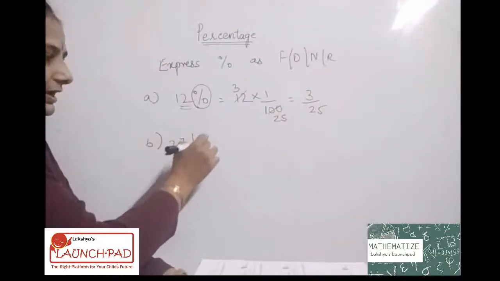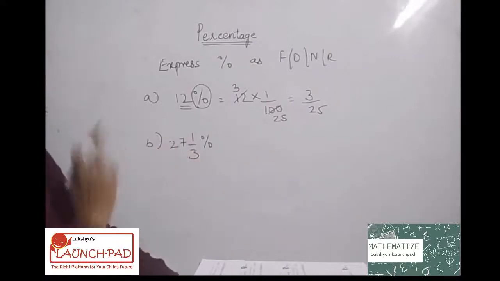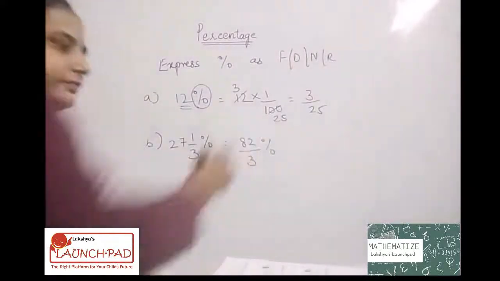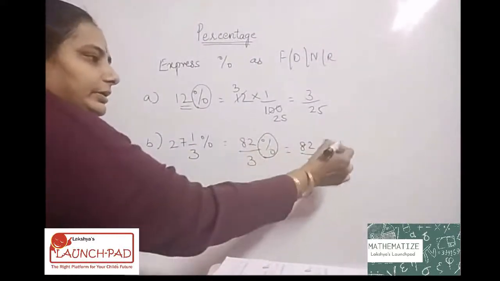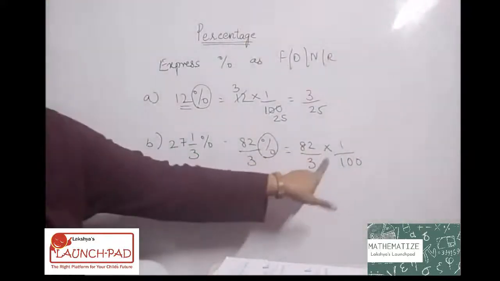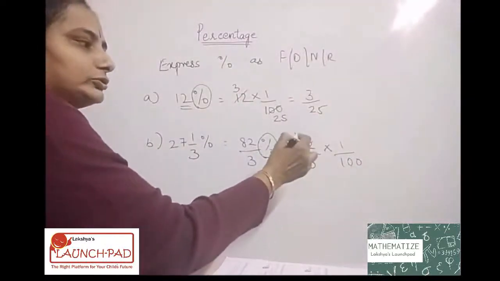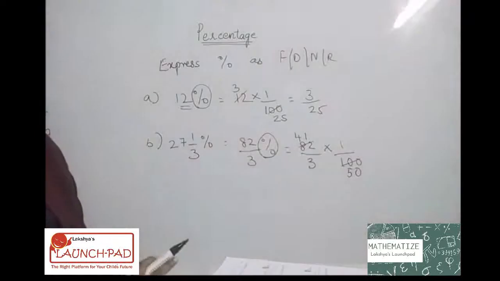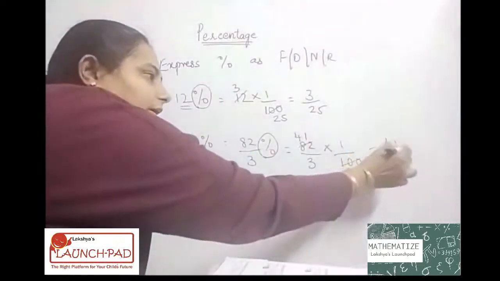27 1 by 3 as percentage. So what is 27 1 by 3? It's in mixed fraction. Convert into improper fraction. 82 by 3 percent. Now this is my value. How do I convert it now? 82 by 3, I will write it as it is. This percentage symbol will become 1/100. Remember that. Cancel both 2. 2 4s are 8, 2 1s are 2. 2 50s are 100. Both are divisible by 2, so I am using this. Now, 41 is divisible by 3 or 50? No. 41 is a prime number. So, answer is 41 by 150.